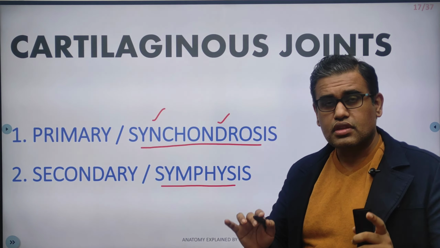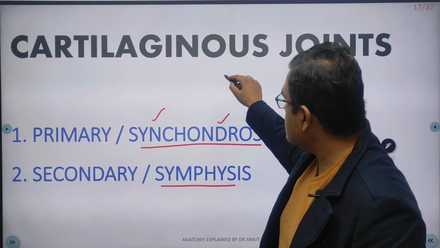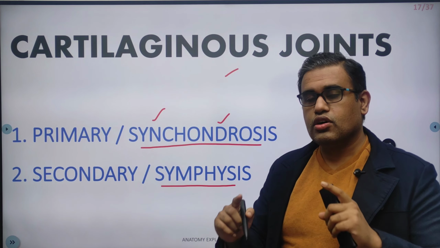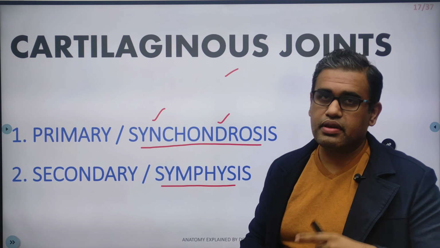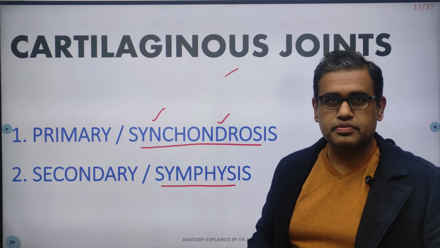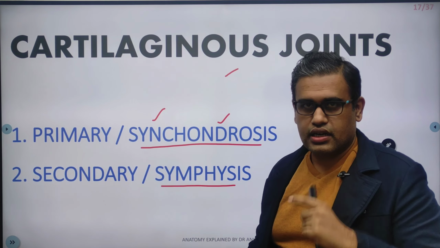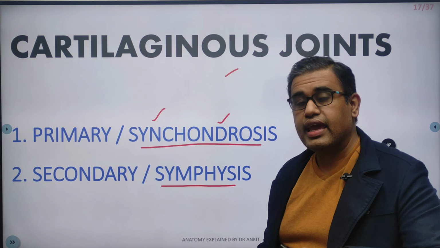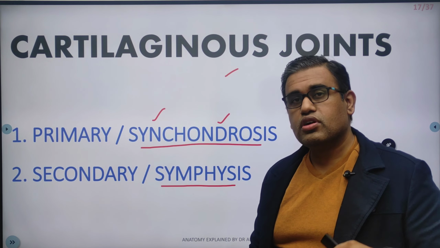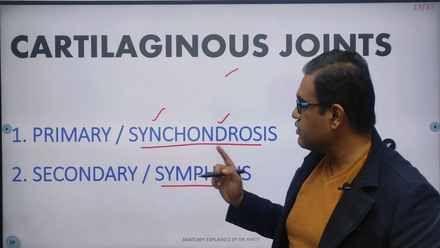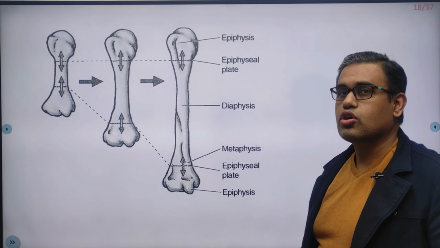Just for the beginning, understand, it is a cartilaginous joint, so between the two bones there is a cartilaginous tissue. As already said, it can be either hyaline or hyaline and fibrocartilage. In primary cartilaginous joints, that cartilage is normally a hyaline cartilage. While in a secondary cartilaginous joint, that cartilage is hyaline and a piece of fibrocartilage can also be there in between the hyaline cartilage. So that we will see. Now let's start with the primary or synchondrosis.